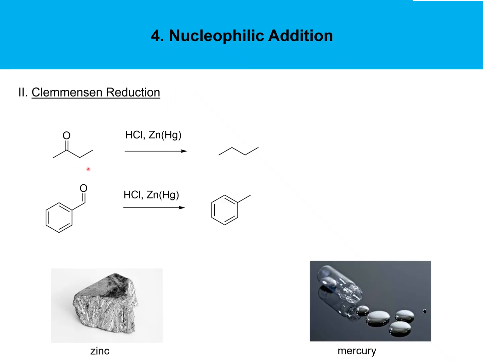Starting with a ketone, if we add HCl, zinc, and mercury, we can convert it into an alkane. We can remove an aldehyde carbonyl in a similar fashion under HCl, zinc, and mercury. Notice that we retain the same number of carbons in the product.